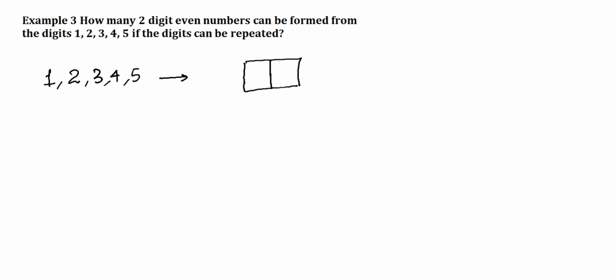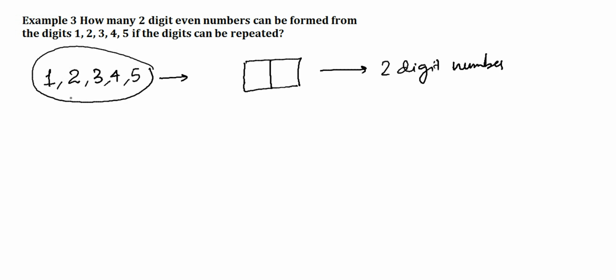Okay, so we assume that these two places represent the two places where the two digits are going to be placed, and we are going to get a two-digit number. In other words, a two-digit number would be formed by placing any two of the digits in these two places. And the digits can be repeated. By repetition we mean that if we have used a digit once in any of the places, then we can use that digit again also. So no problem about that.